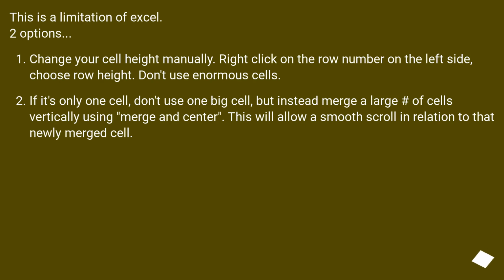This is a limitation of Excel. Two options. Change your cell height manually. Right-click on the row number on the left side, choose row height. Don't use enormous cells. If it's only one cell, don't use one big cell, but instead merge a large bunch of cells vertically using Merge and Center. This will allow a smooth scroll in relation to that newly merged cell.